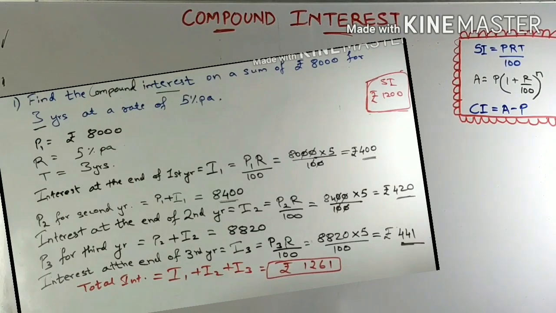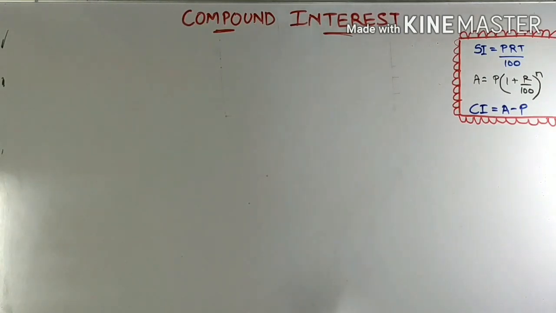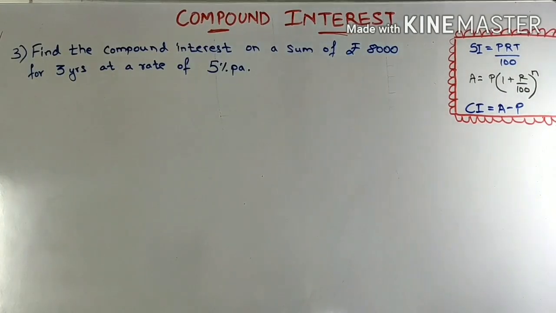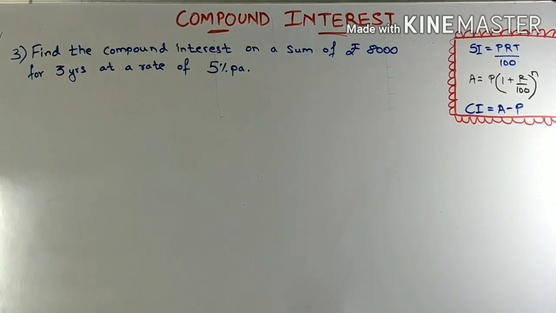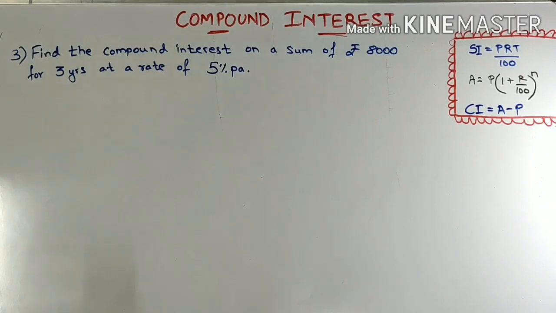You can see in the last video the solution was as given. Now we solve the same sum based on the formula that we have derived today. So let's begin. So the question is, find the compound interest on a sum of rupees 8,000 for 3 years at a rate of 5% per annum. Just reminding you that we are solving the same sum by the new method that we learned today. So let's begin with the solution.